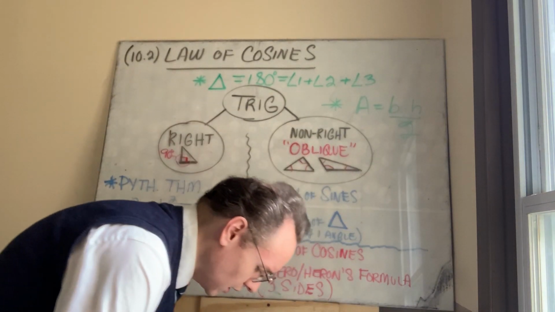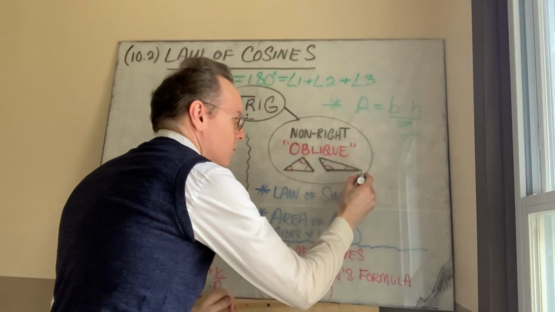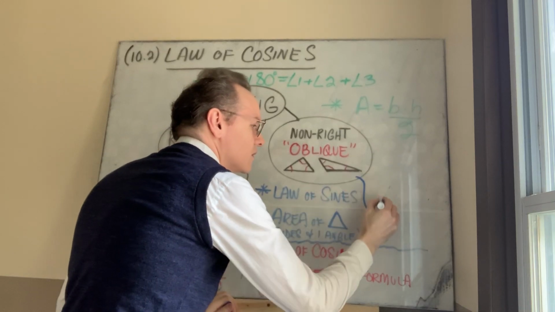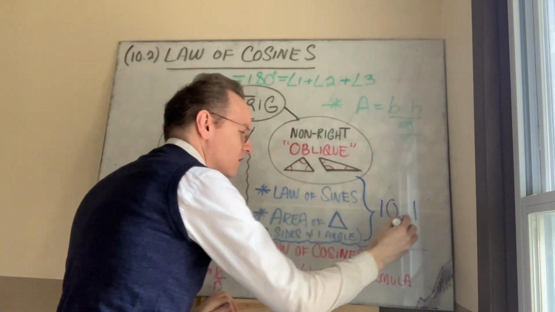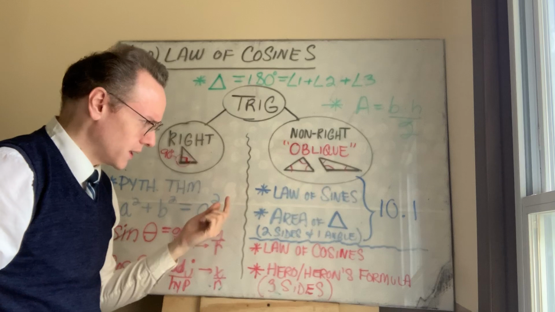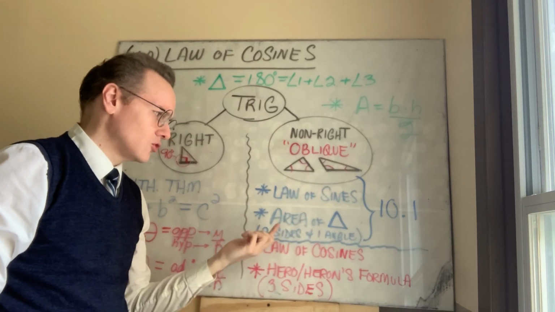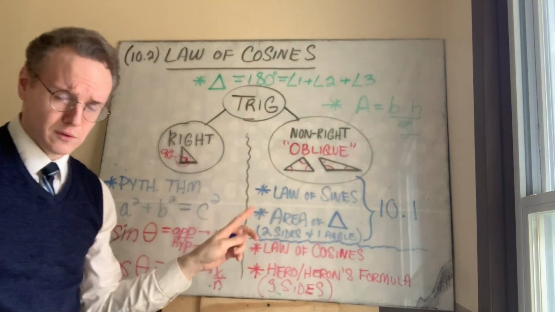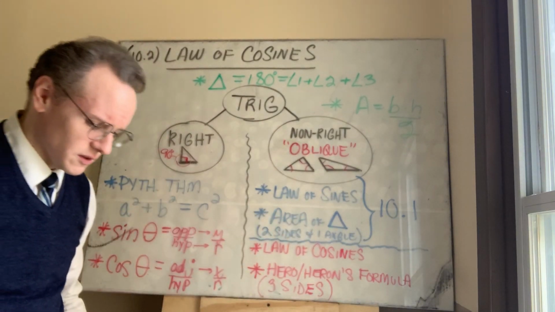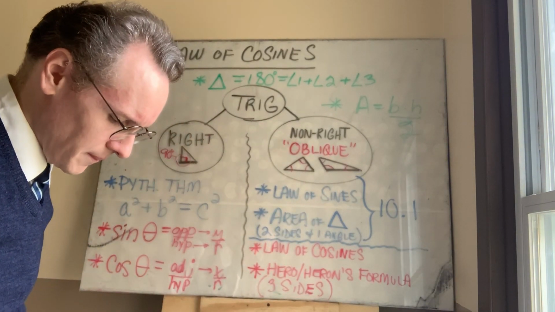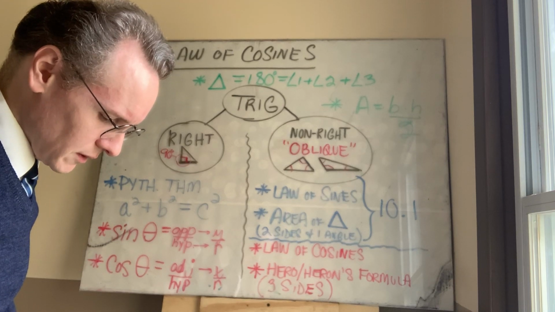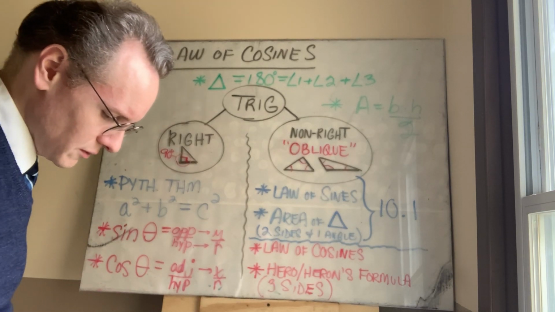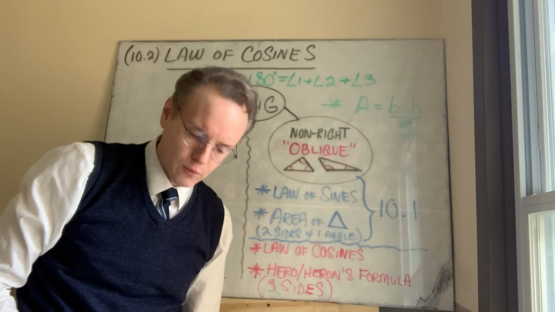Last time, if you were able to watch, this was basically what was covered in section 10.1, the law of sines, and the area of a triangle given two sides and one angle. I want to say that it has to be a specific angle that you need to have, one at least that is different from, not related to the other two sides.